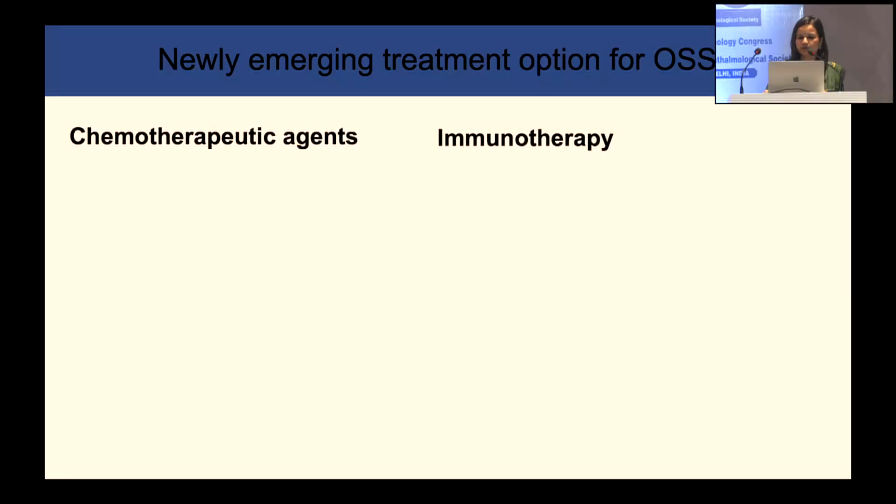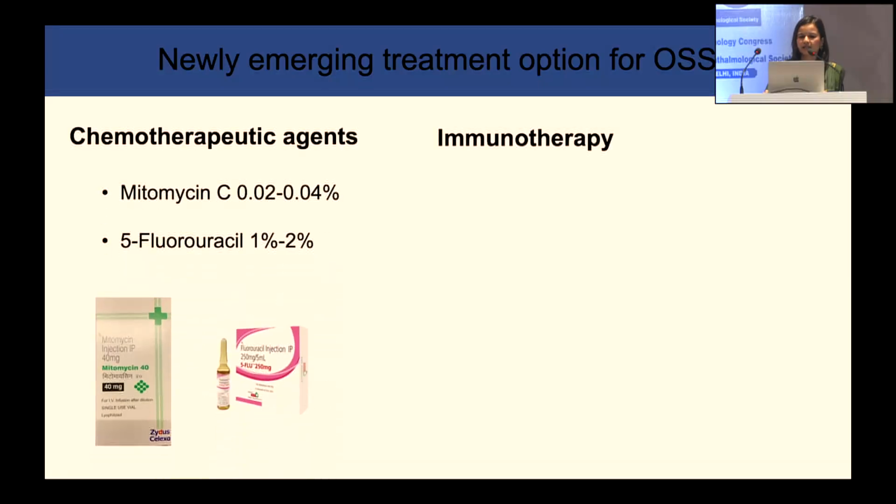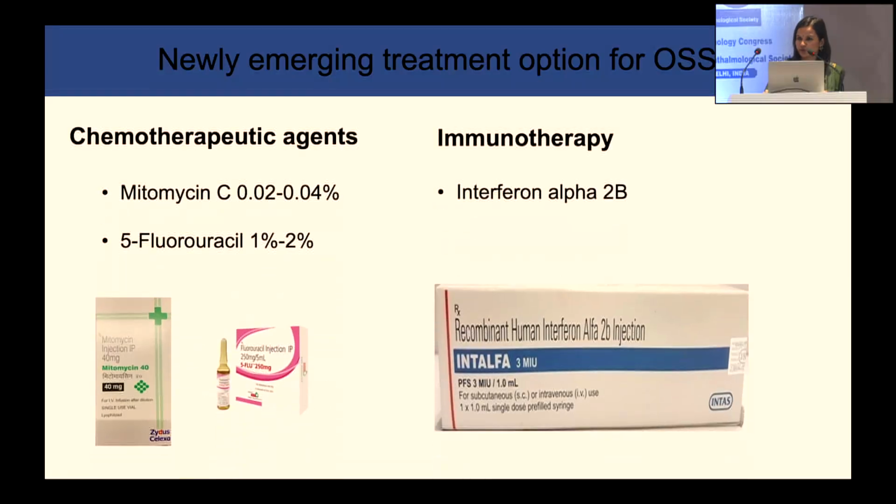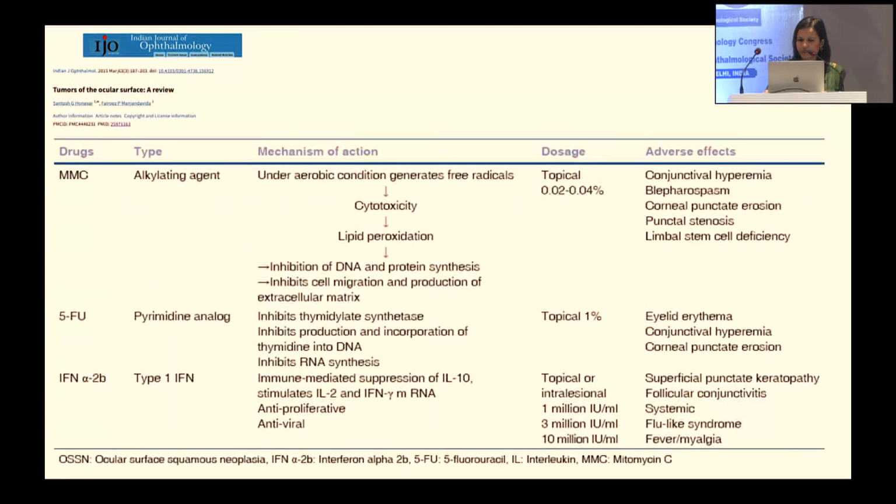So the newly emerging treatment options are chemotherapeutic, that is mitomycin C or 5-fluorouracil, or immunotherapy in the form of interferon alpha 2b, or cidofovir has also been known. I've just put up this slide to show the adverse effects. I would just like to highlight that interferon is available in India.